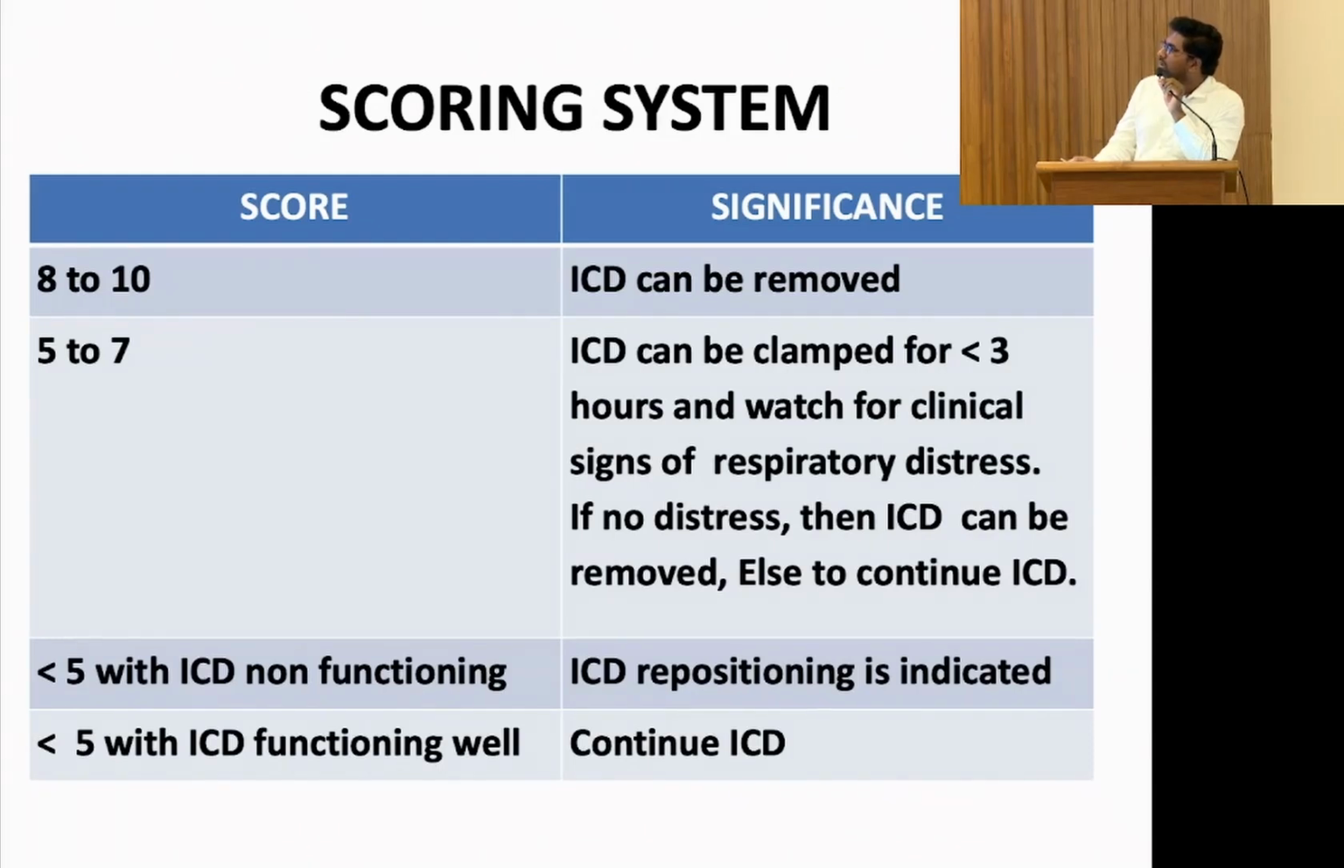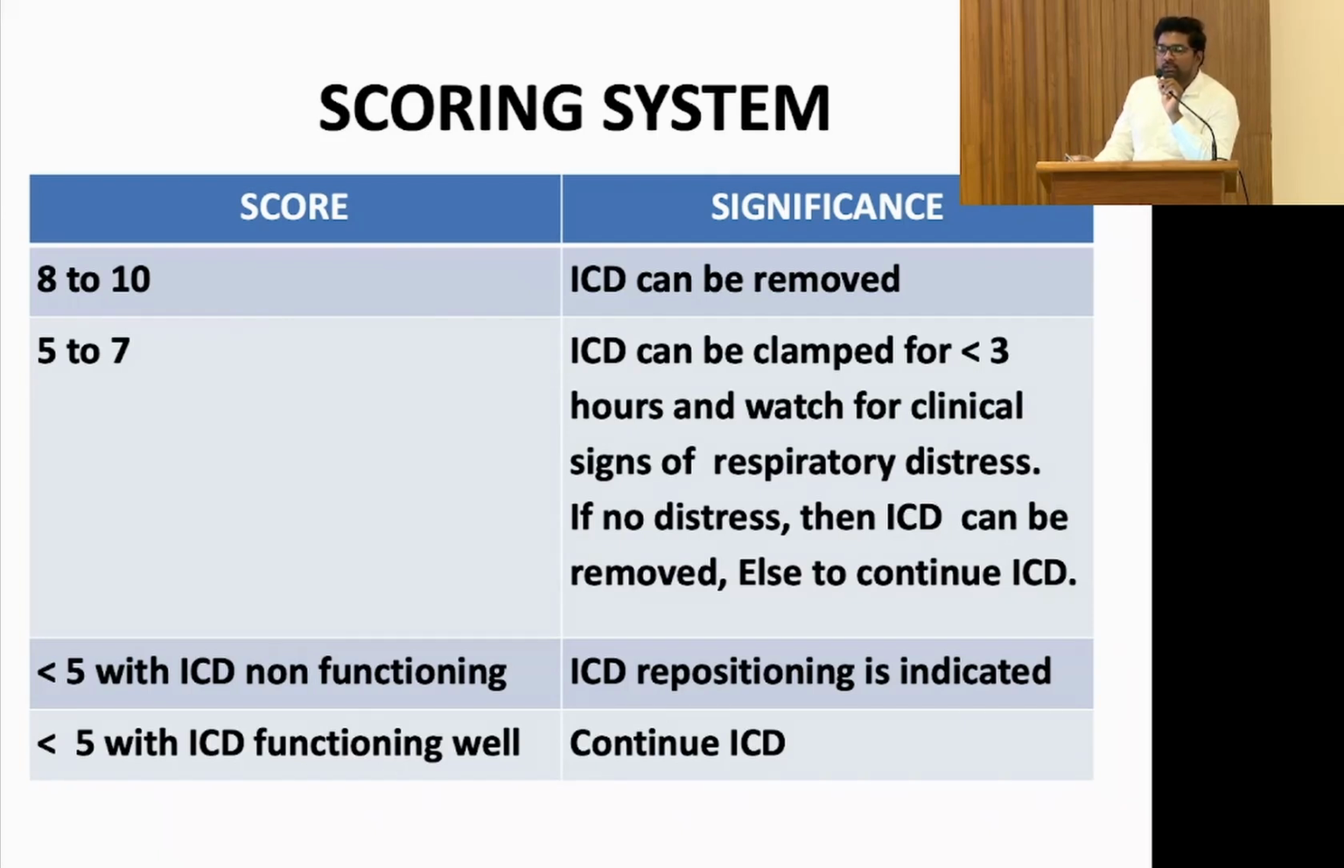So if the score is 8 to 10, the ICD tube can be removed. And if it is 5 to 7, ICD can be clamped for less than 3 hours, and you should watch for clinical signs of respiratory distress. If no distress is there, then ICD can be planned for removal. If not, you have to continue the ICD if the patient gets respiratory distress.